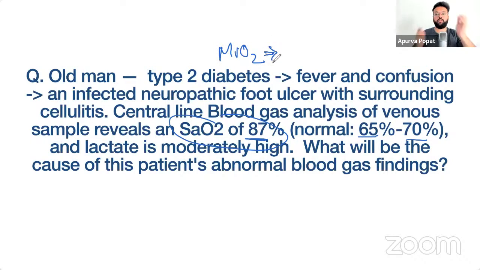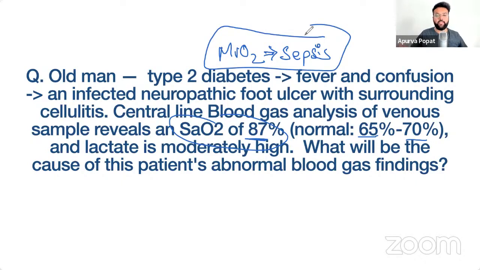In which condition the mixed venous oxygen saturation is high? Sepsis. Very good, Keval. That's sepsis. Sepsis is the only place where mixed venous oxygen saturation is high.